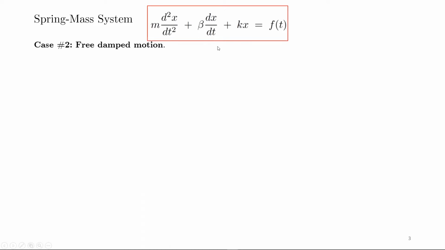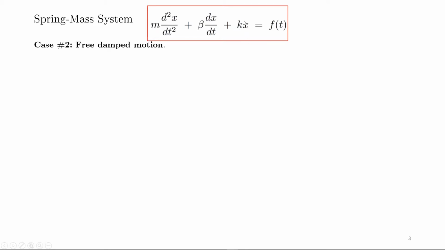Okay. So if you recall, this was the second-order linear ODE with constant coefficients that governs the spring mass system. M here was the mass of the thing on the end of the spring. Beta was the damping constant. K was the spring constant, and M, beta, and K are all positive.